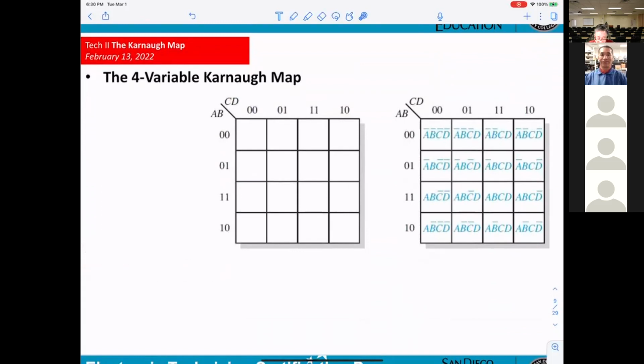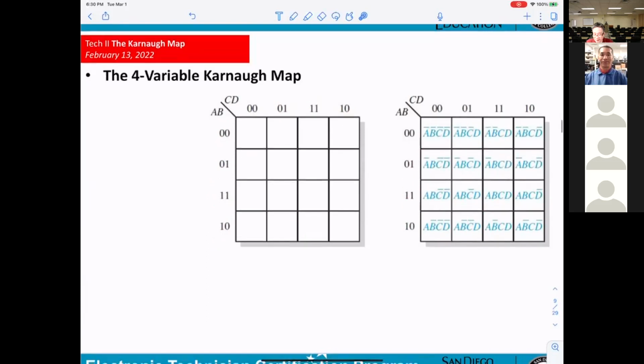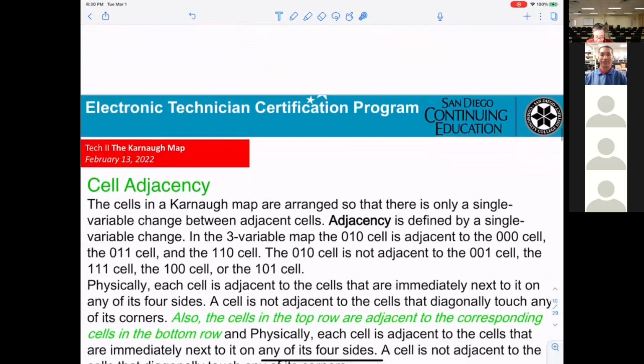For 4 variables, you get 16 cells. On the top, C will be first: 0, 0, 1, 1. D will be second: 0, 1, 1, 0. On the left, A will be the first column: 0, 0, 1, 1, 0, 1, 1, 0. And this is the product for each cell, but we're not using that. Too much input.